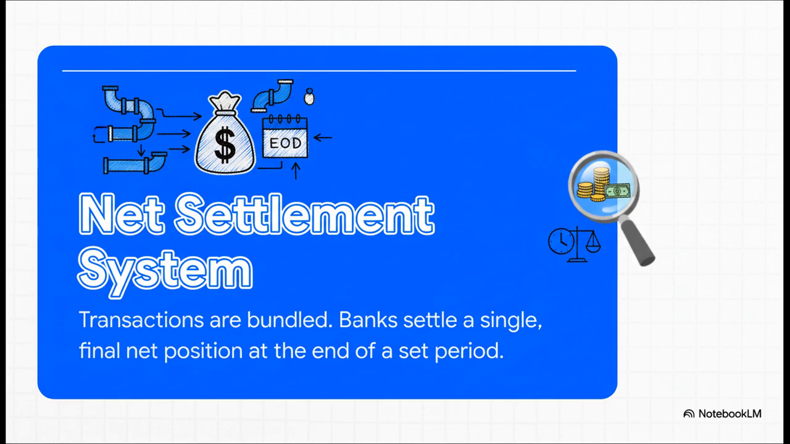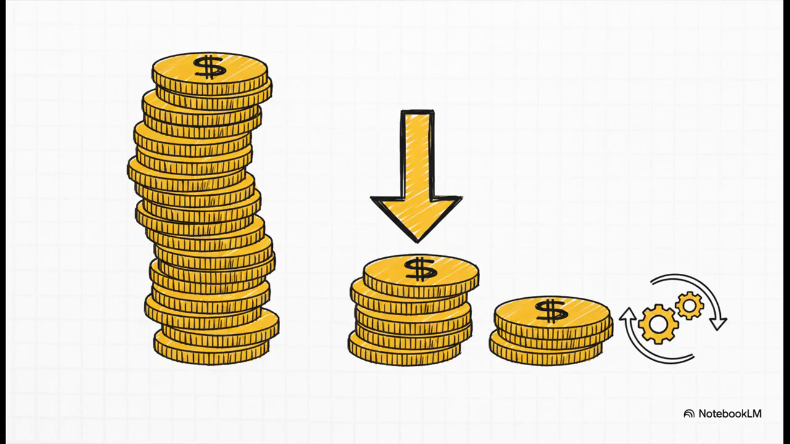Payment systems do the exact same thing, just with billions of dollars. Now, the real genius of this is something called liquidity efficiency. That's just a fancy way of saying banks don't need to have massive piles of cash ready to cover the full value of every single payment. They only need enough cash to cover their final tab at the end of the day. This frees up a ton of money and makes the whole system run a lot smoother.